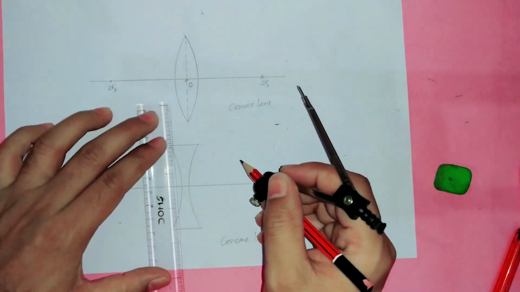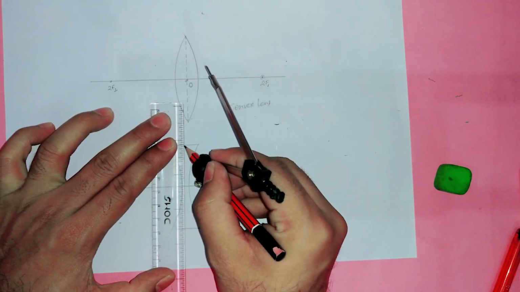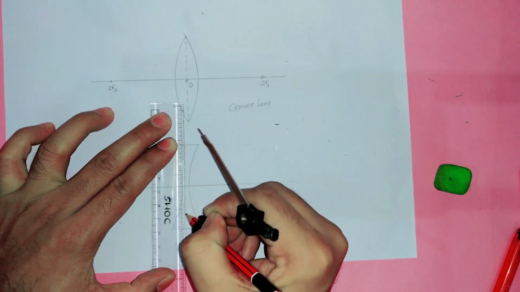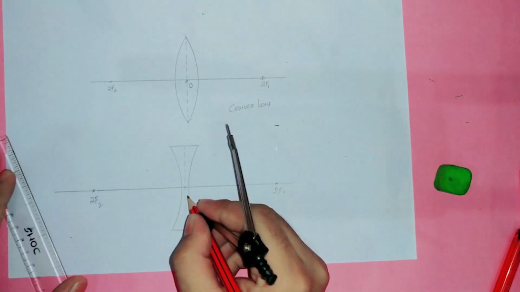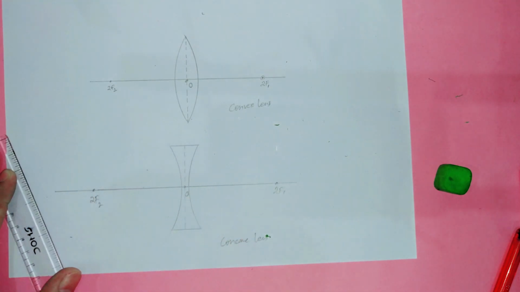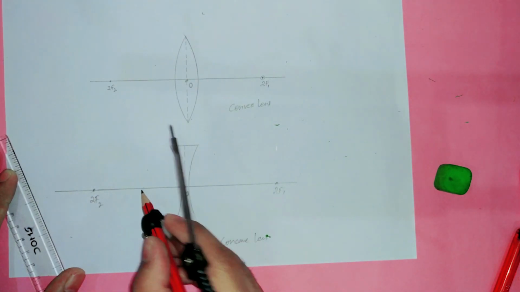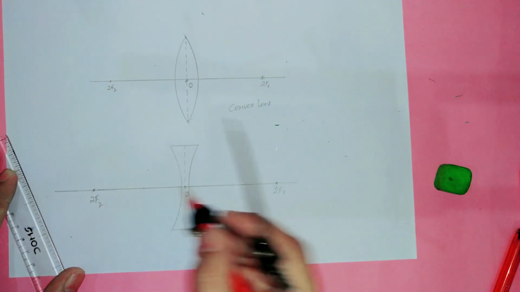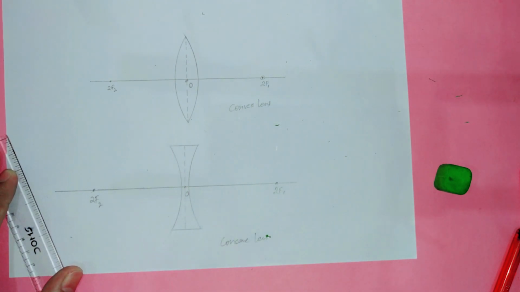Again, the midpoint, this O, is the optical center, and half the distance between them will be our focus. This is f2 and this is f1, or we can say this is f1 and this is f2. Clear?